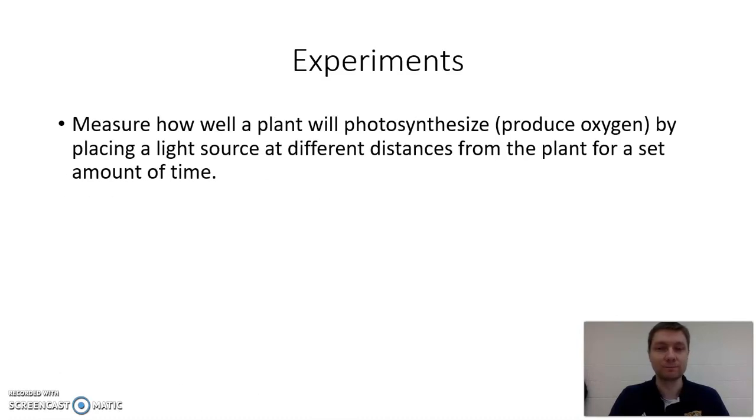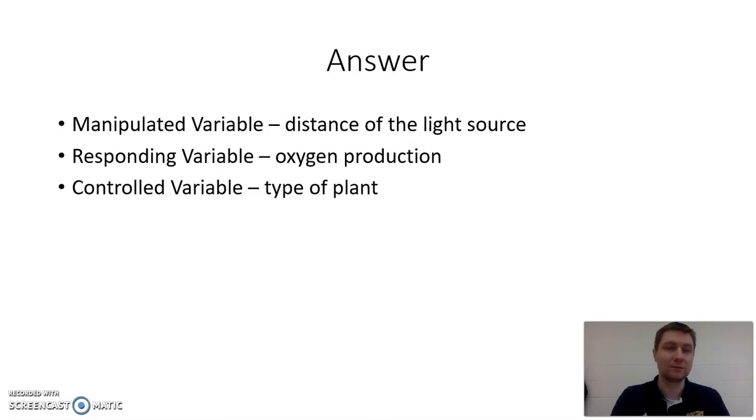We got two more. This one says measure how well a plant will photosynthesize, in other words, how much oxygen that plant can produce, by placing a light source at different distances from the plant for a set amount of time. So again, pause the video, write down what you think the three variables might be, and come back. Okay, so here's the answers.